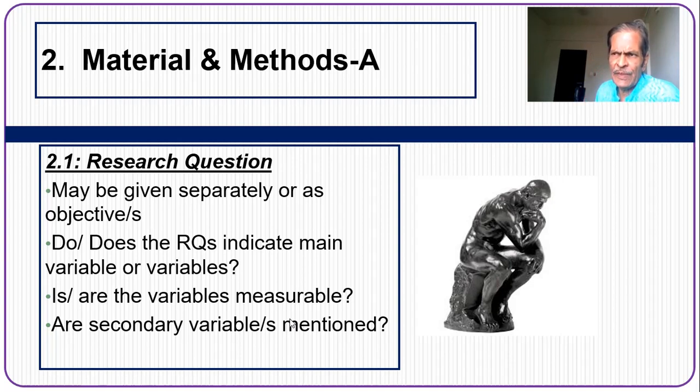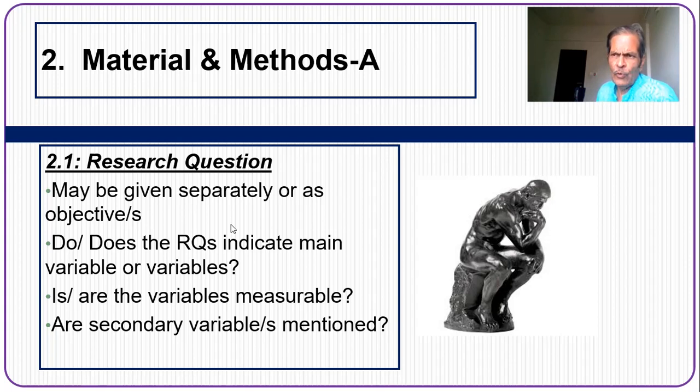In material and methods, we expect many things. So there are some parts of the material and methods. Part one of the material and methods is the research question. And this is an important pillar of the entire research and the entire paper. It may be given separately or it may be implied in the objectives. So the objectives may tell what the research question could be, or the research question may be given separately.